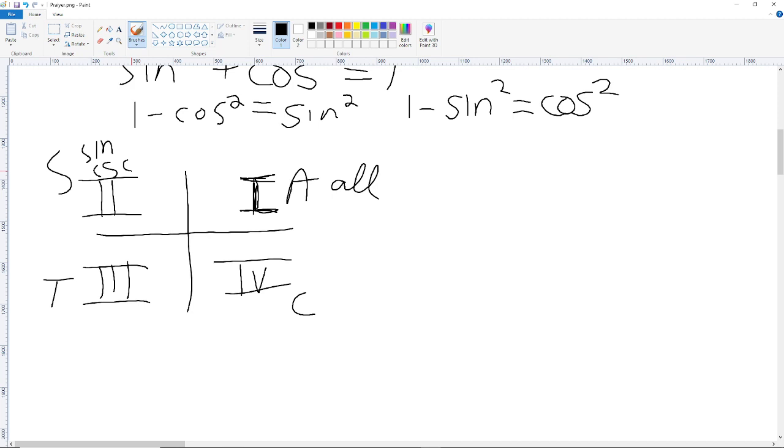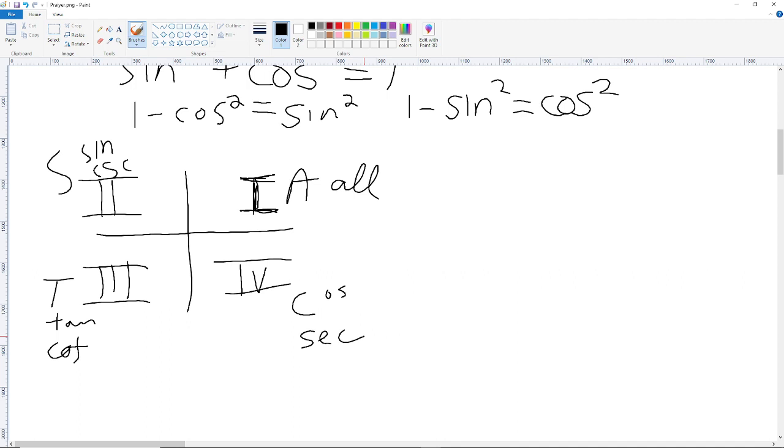In the third quadrant, only tangent and then cotangent, the one that goes with it, the one that's 1 over it, are positive. Sine, cosine, secant, cosecant, all negative in the third quadrant. And in the fourth quadrant, only cosine and secant are positive. All the other ones are negative.